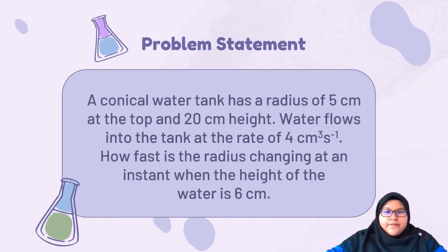Problem statement. A conical water tank has a radius of 5 cm at the top and is 20 cm high. Water flows into the tank at the rate of 4 cm³ per second. How fast is the radius changing at an instant when the height of the water is 6 cm?